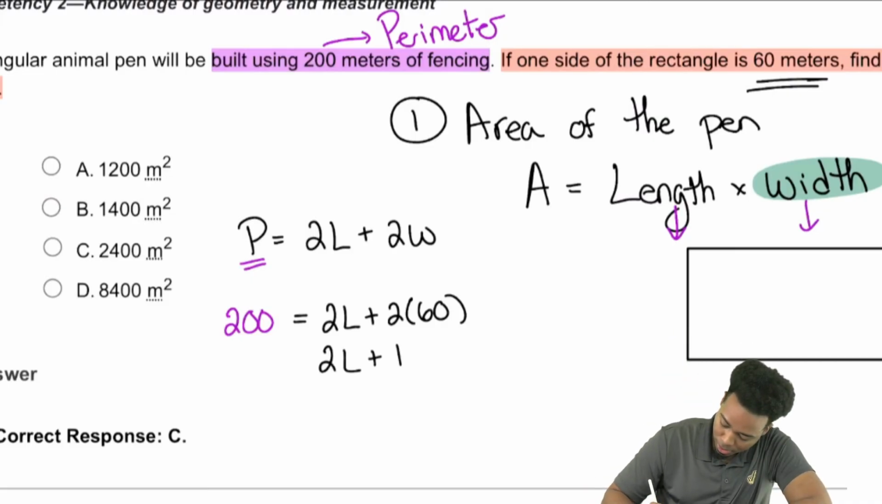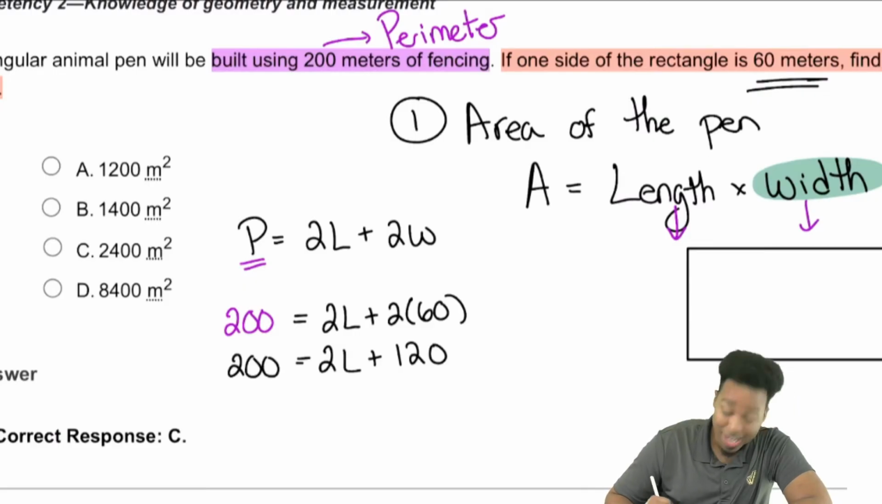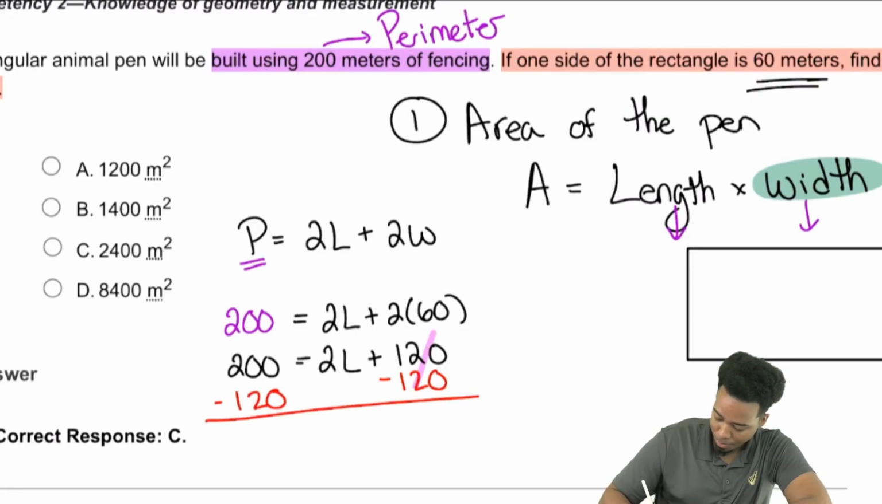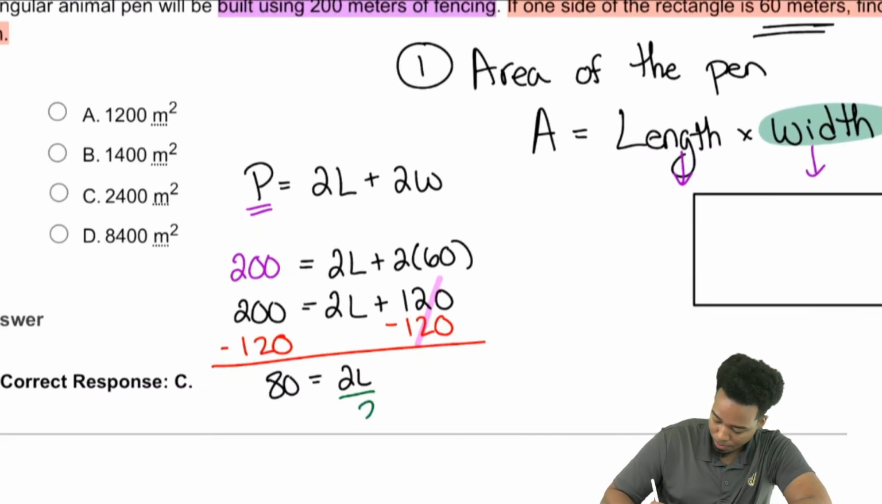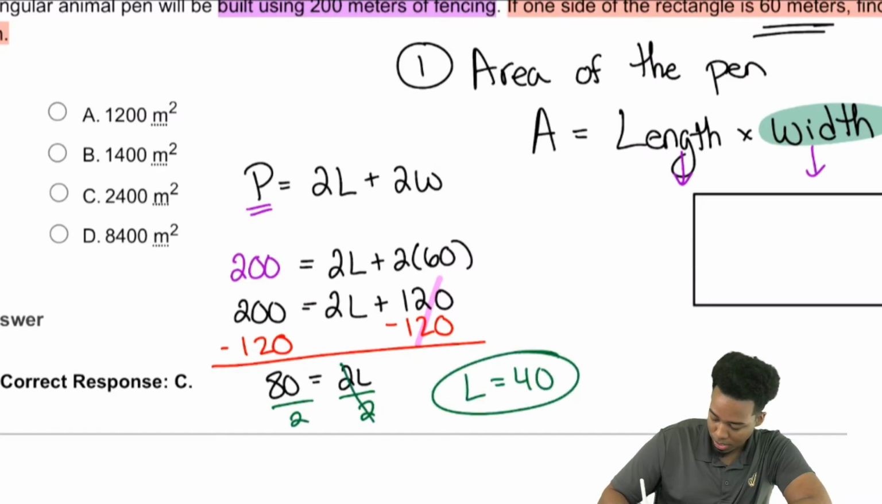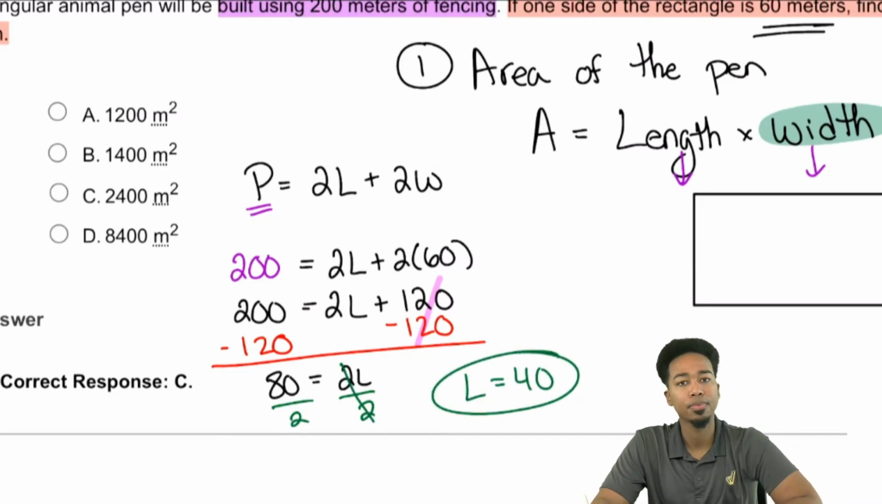200 equals 2L plus 2 times 60, which is 120. And then from there, we take away 120 from both sides. Booyah. And then from there, we will have ourselves left with 80 equals 2L. And then we divide both sides by 2. That's going to give me L equals 40. There is my length. I'm not done though.